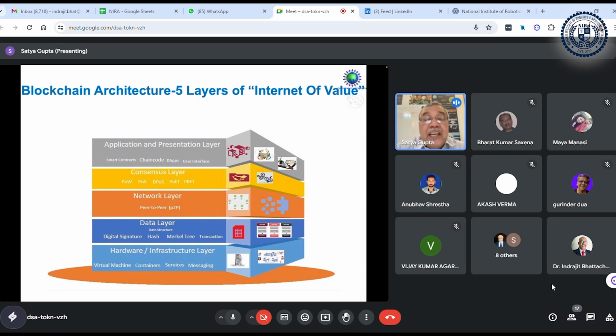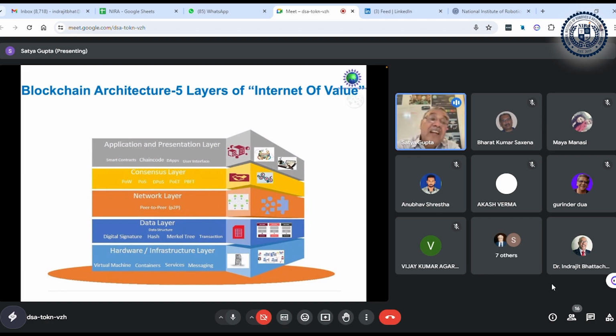Then you come to the second layer, and that is called the data layer. Like in internet also we have a data link layer, but here you have data structure, digital signature, hash. There is a Merkle tree, that is a mechanism, consensus mechanism, transactions, so all that. So the blockchain layer is this data layer actually. First you have an internet layer, which is your physical IT layer, and then you have a blockchain layer, and on top of that you have a network layer.